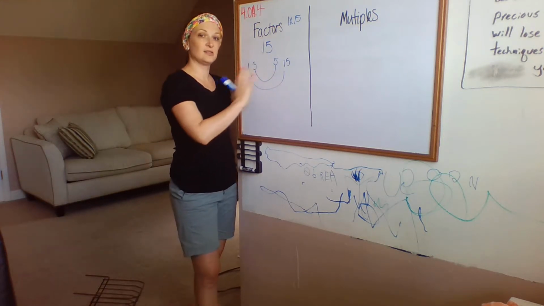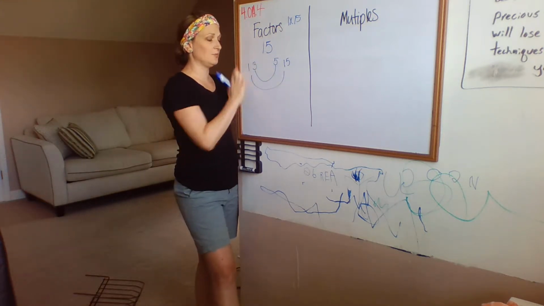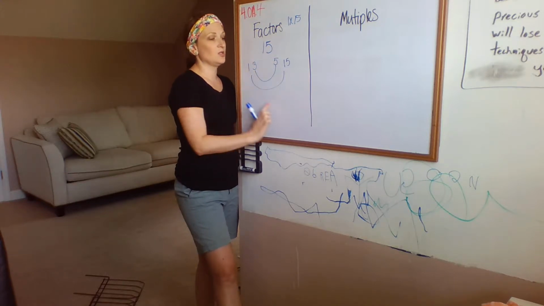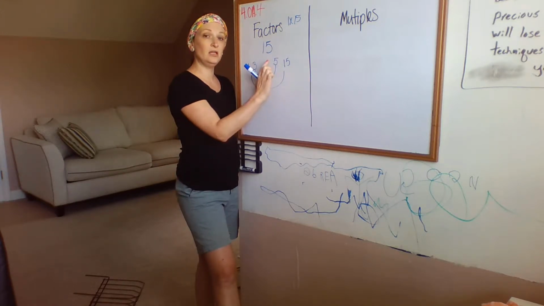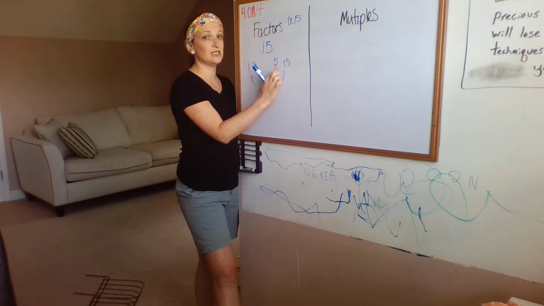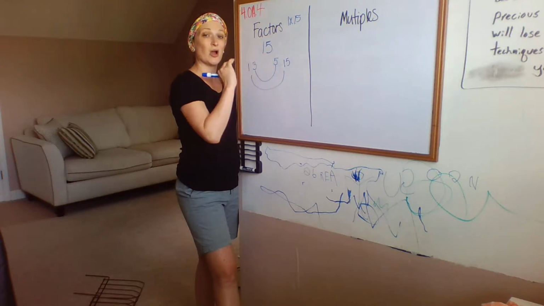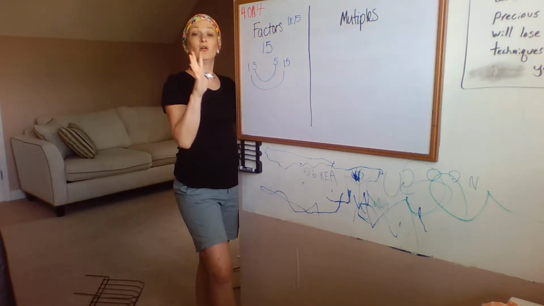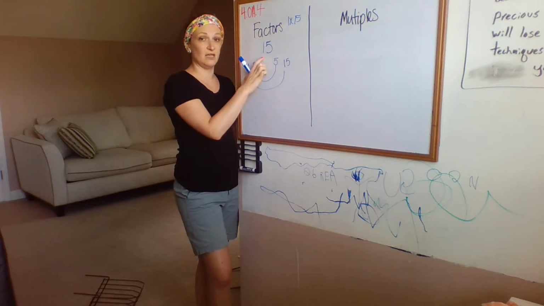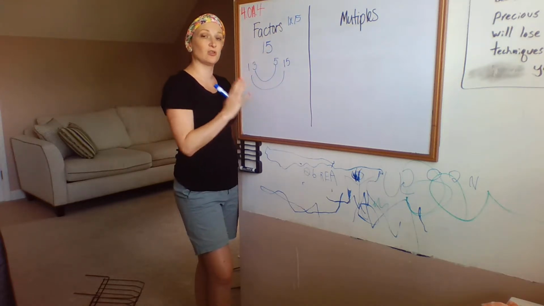So this is what I mean by closing the gap. We know 2 doesn't work, 3 works. So I know 3 goes to 5. So when I do that, I know that 6, 7, 8, 9, 10, 11, 12, 13, and 14 are not options at all for being a factor of 15. We're closing the gap and we're making sure that we're not missing anything.